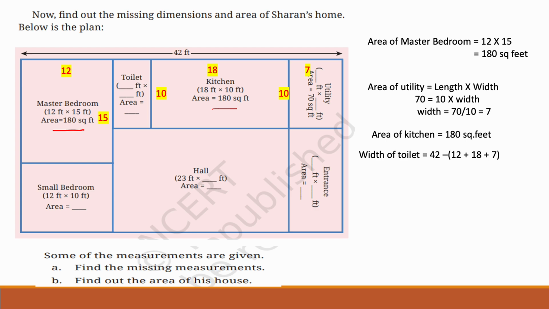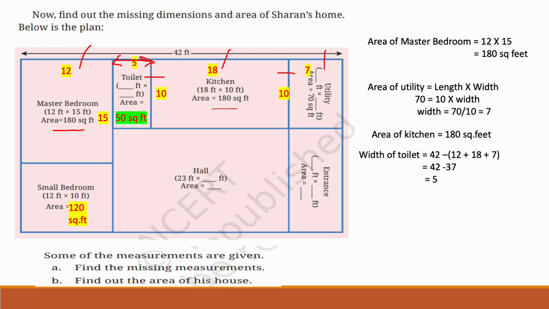Then next one. We have to find the area of toilet. See, width is 42. Width is this region. This is 42 minus 12 plus 18 plus 7. Okay, that is 42 minus 37. It is equal to 5. So width is 5. Then what about length? Length is 10. This same length. So toilet area is 10 into 5, 50 square feet.